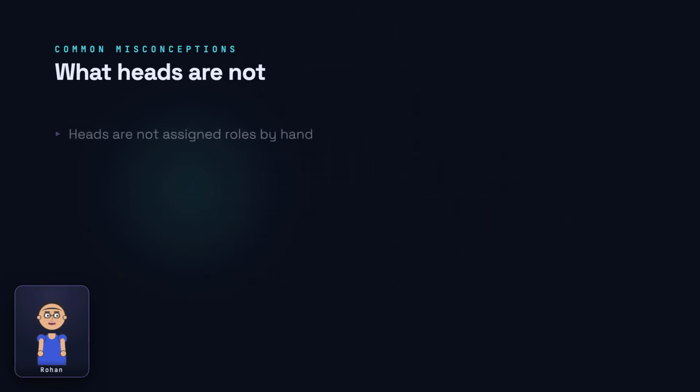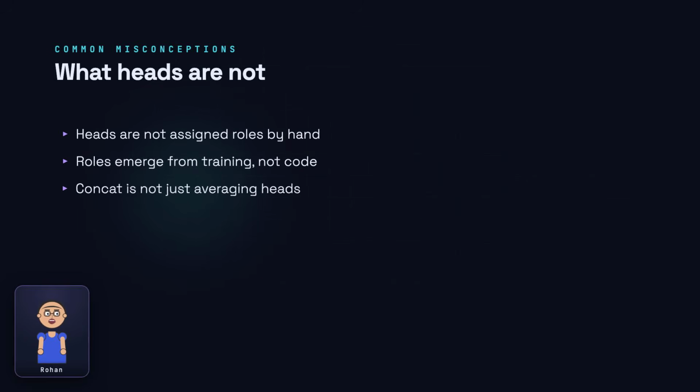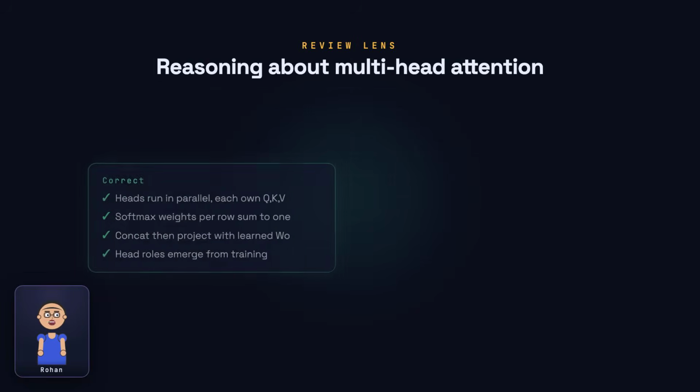Two things trip people up. First, nobody programs a head to do grammar or references. Those roles emerge on their own during training, and many heads are messy or redundant. Second, combining heads is not a simple average. The concatenation keeps each head's output distinct, and the learned output matrix decides how to mix them, which is far more expressive than averaging. Here's a quick review lens.